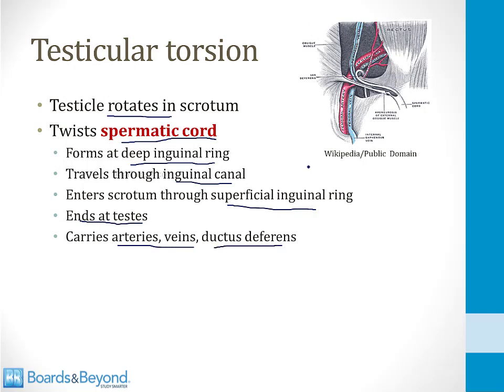And I talk about the spermatic cord in the GI video on hernias because defects in the inguinal ring can lead to certain types of inguinal hernias. This is a drawing from the web just showing you how the spermatic cord here carries lots of blood vessels and other structures going to and from the abdomen.